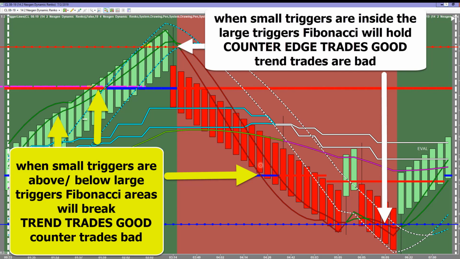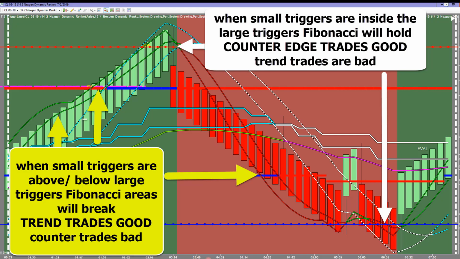When you get to Fibonacci support and the small triggers are below all of the other triggers, it will break and you will do a short trade on a pullback. When you get to Fib support and then the small triggers are finally inside of the large triggers, you will then get a counter trend trade that will have a high chance of winning.